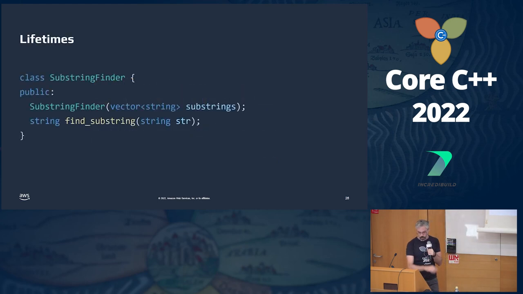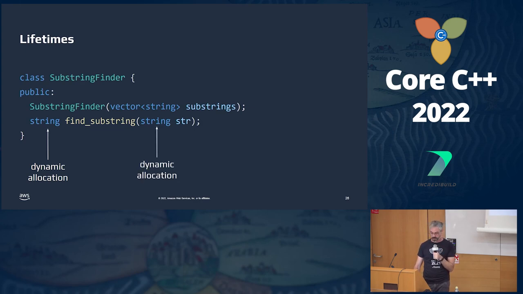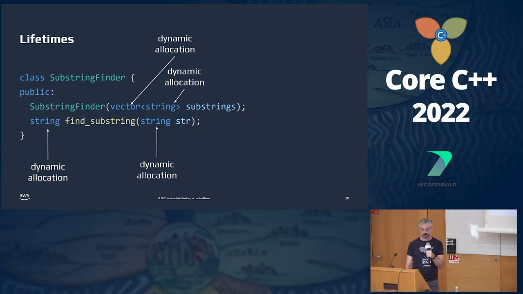See, we have our class. Again, our C++ class. And I want to point out a couple of things about this class. It returns a dynamically allocated string. It takes as an argument a dynamically allocated string. It takes as another argument a collection, a dynamically allocated collection of dynamically allocated strings. And as we saw in the C wrapper, the class itself is dynamically allocated.